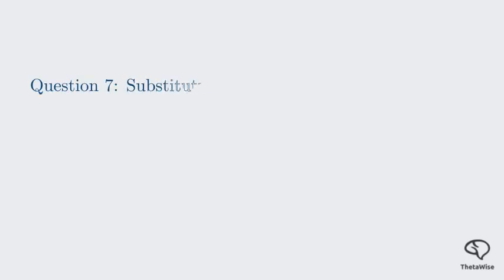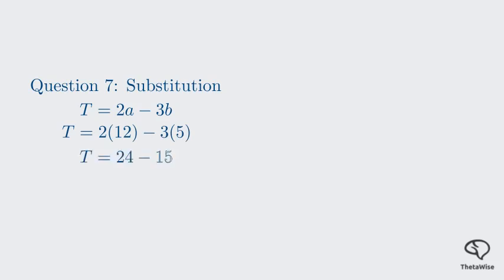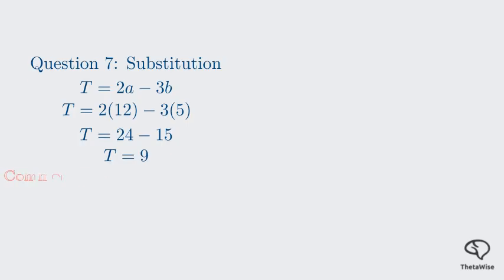Question 7 asks us to evaluate an algebraic expression by substituting given values. The formula is t equals 2a minus 3b. We are told that a equals 12 and b equals 5. Let's plug those in. Now we calculate each part. 2 times 12 is 24 and 3 times 5 is 15. Finally, 24 minus 15 gives us 9. Common mistake, be careful with the minus sign if the value for b were negative. Remember that 2 negatives multiplied make a positive.